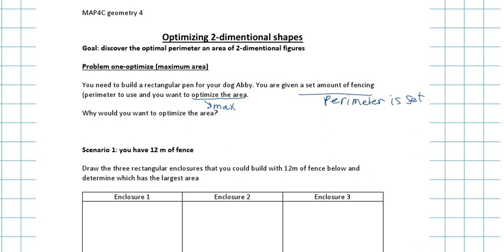The dog has something to run. Sorry, I did not hear what you said. The dog has more area to run, right? Minimizing the perimeter. Okay, so to give Abby the largest possible area to play.